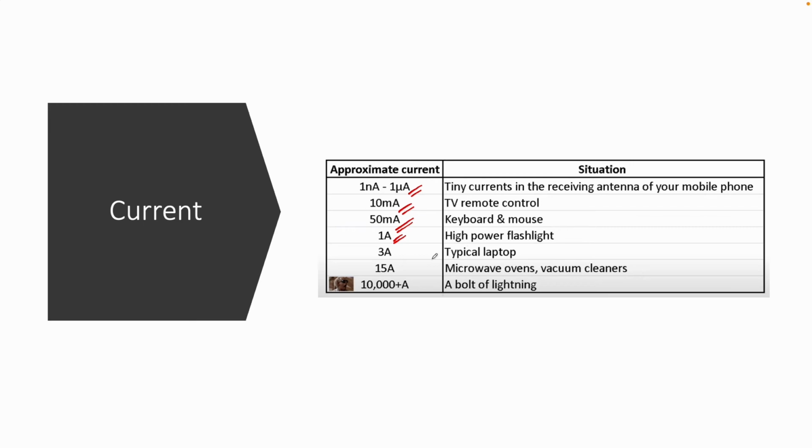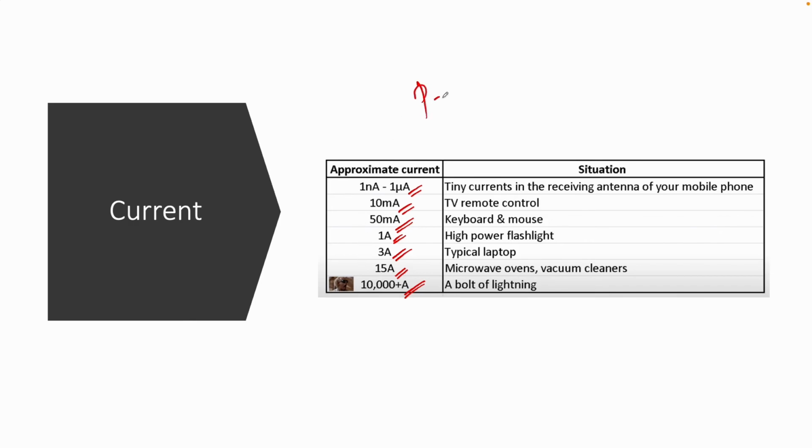Typical laptop current levels are around 3 amps to 4 amps. And the motors that run your vacuum cleaners and microwave ovens and such high power equipment consume about 15 amps. A bolt of lightning, that's a thunderstorm and lightning, is about tens of kiloamps, right? Now none of this gives you an idea about the power consumption, it only gives you an idea about the current consumption.